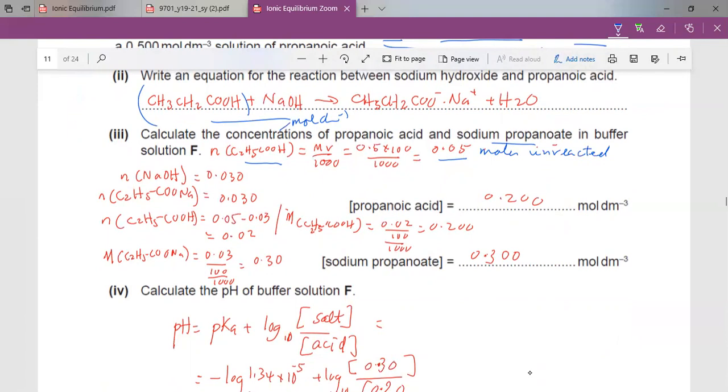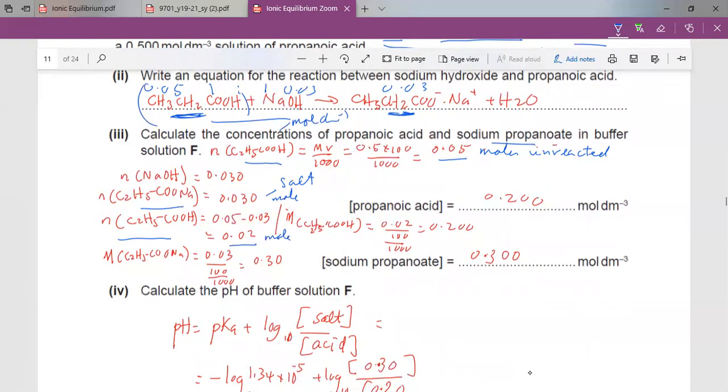Okay, how many moles of NaOH did I put in? 0.03. Here one mole reacts with one mole, so I have 0.03 here and 0.05 there. That means this is in excess. So how much salt is formed? First 0.03. This is the number of moles of your salt formed. And the number of moles of ethanoic acid left is the excess: 0.05 minus 0.03, which is 0.02 moles.